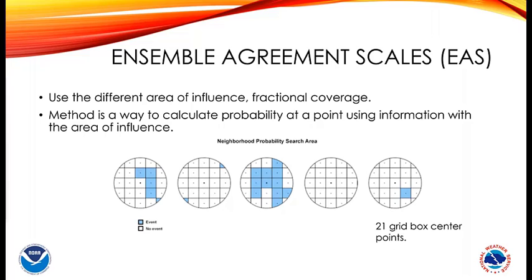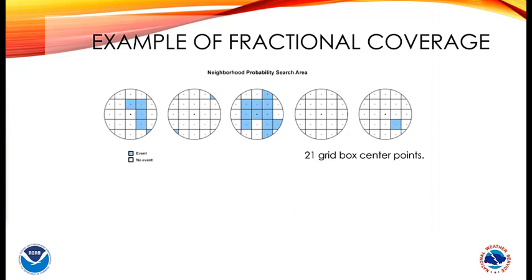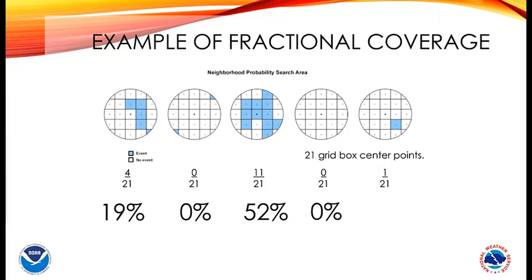Now, we're going to talk about the ensemble agreement scale, and this is exactly the same images that we had before, but here, instead of doing a binary yes or no, we are actually going to use an area of influence using a fractional coverage. This is a method to calculate the probabilities at a point using information within an area of influence. So we look at the first one, and let's just go ahead and say that's 4 out of 21. The next one is no, none. The next one is 11 out of 21. We have 0. And then we have 1 out of 21. And then you just say, oh, that's 19%, that one's 0, that one's 52%.